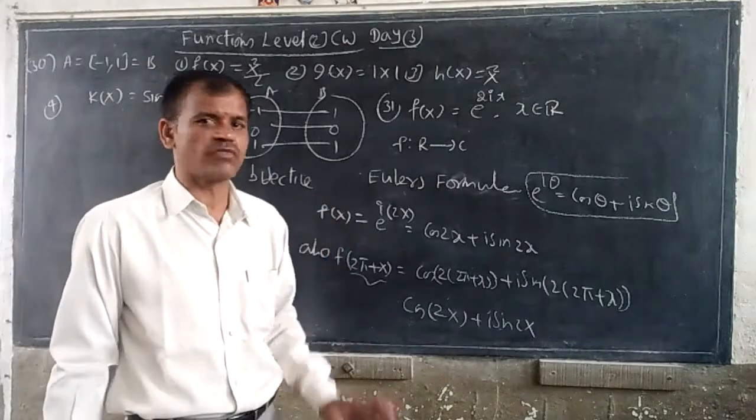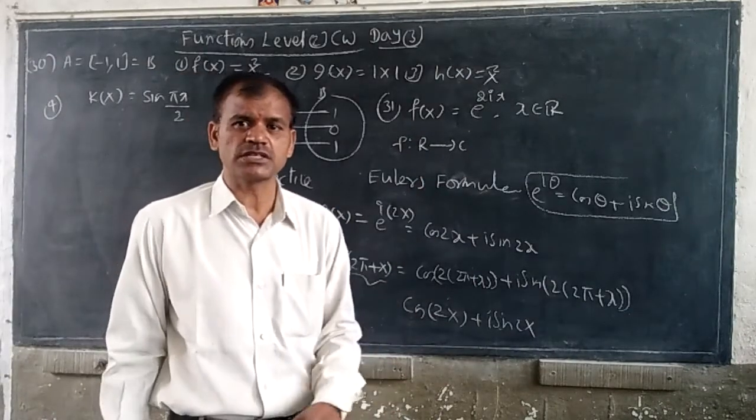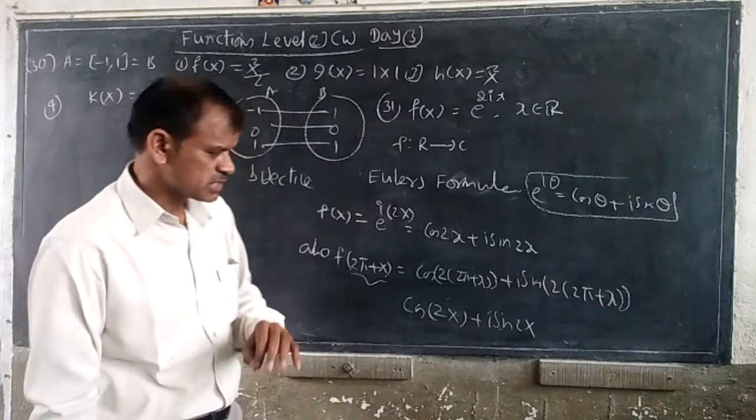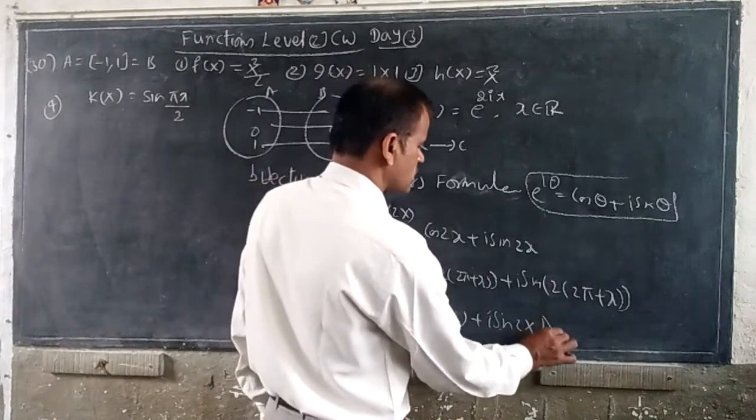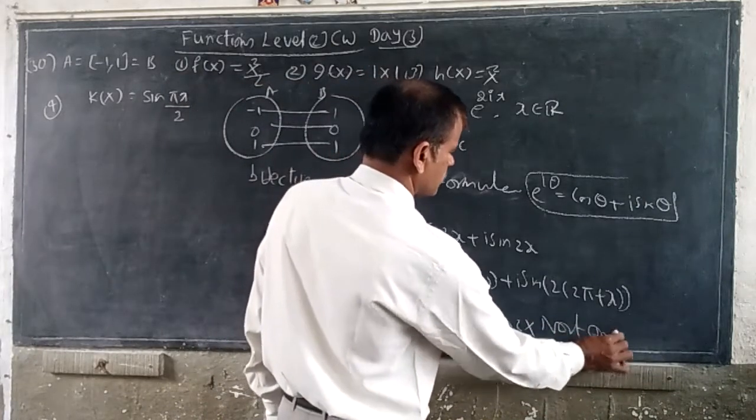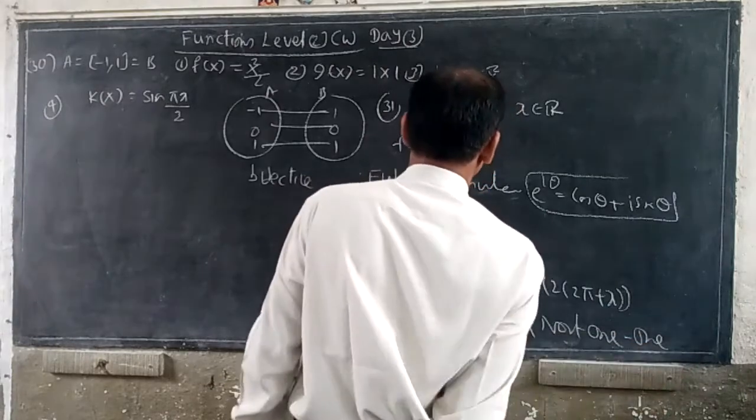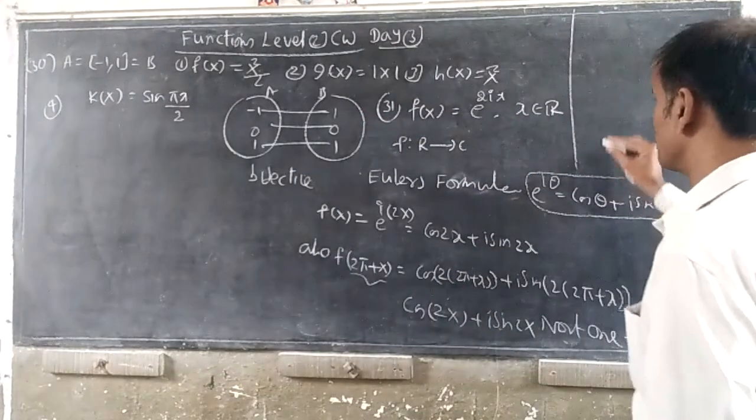So for plenty of values you are getting the same answer. So it indicates it is not 1-1. It is not 1-1. So whenever it is not 1-1, it is not a bijection. Of course, he is asking about 1-1 and onto.